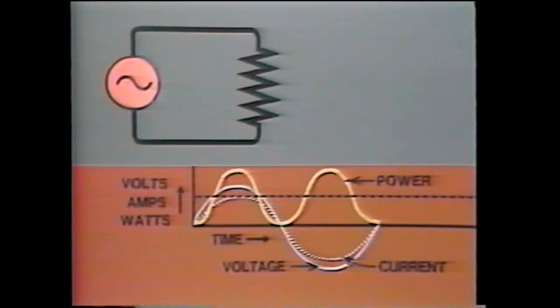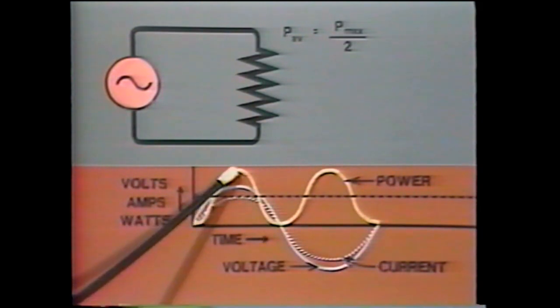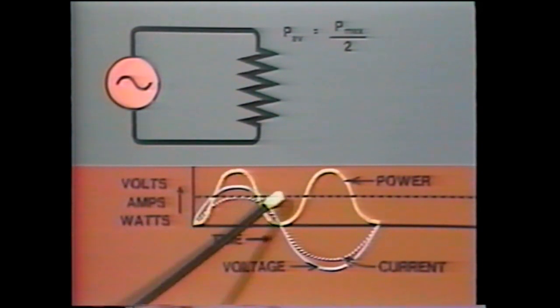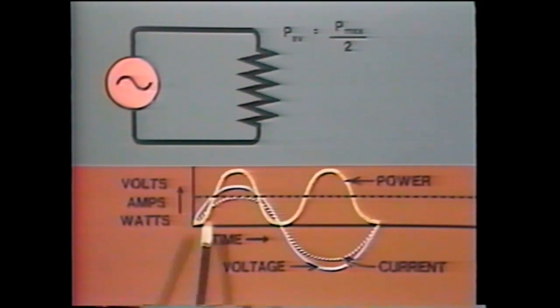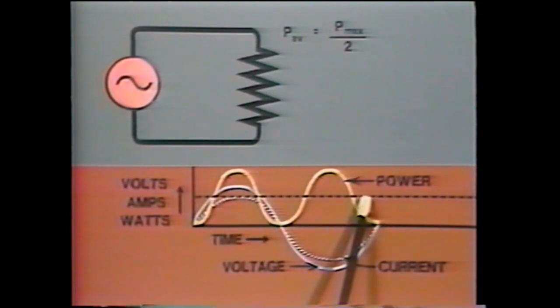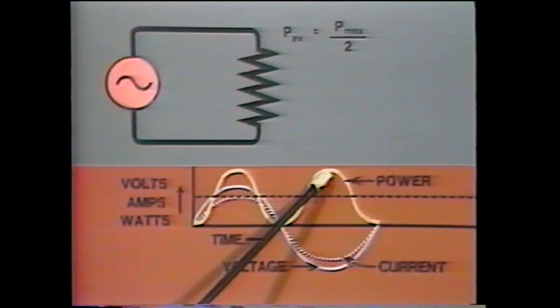It turns out that the average value of this power wave is equal to the peak value divided by 2. This is obvious, since the power wave above this axis is exactly the same as the power wave below the axis. Therefore, the average value over a complete cycle is here and equals P max divided by 2.